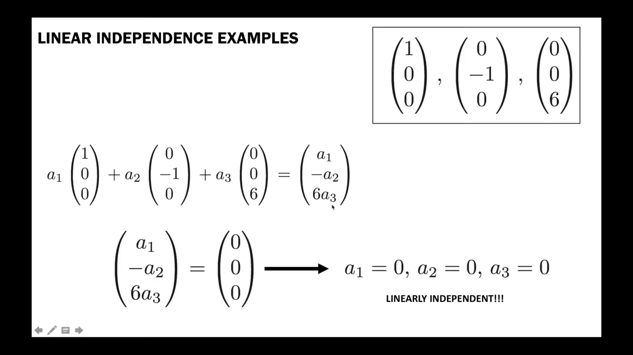Remember, these are just arbitrary numbers. Now, I ask the question: when is this vector that I get from this linear combination of these three vectors 0? You can see that the only way this would happen is if a1 equals 0, a2 equals 0, and a3 equals 0. Since they're all 0, these vectors are called linearly independent.